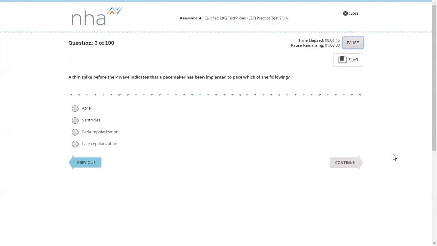A pacing spike before the P-wave indicates the pacemaker has been implanted to pace which of the following? Atrium.